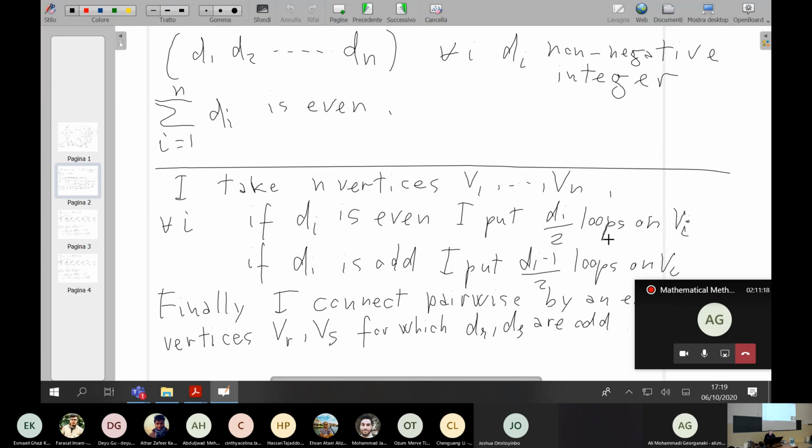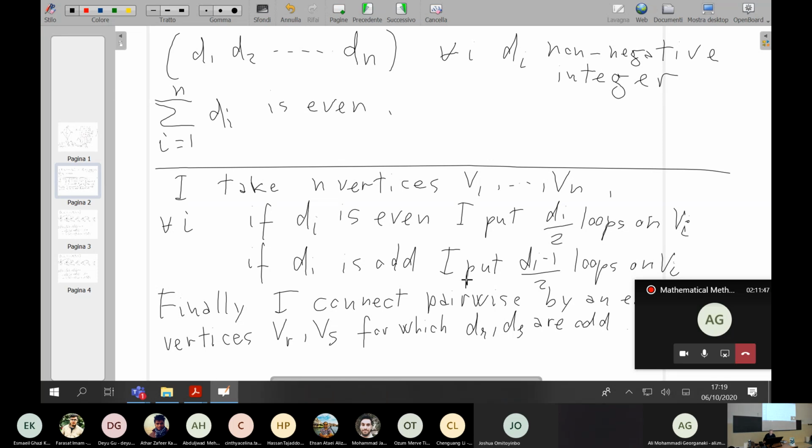Okay? If the number is odd, I cannot put that number divided by 2, which is not an integer, but I can take 1 away. I'm left with an even number, di minus 1 is even, and that I can divide by 2. And that is the number of loops I put on that particular vertex. Okay.